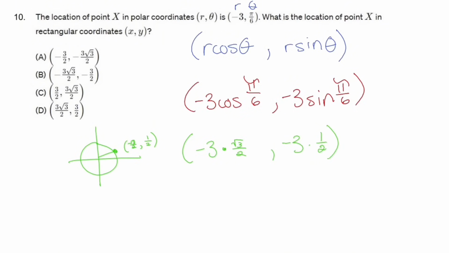-3 times √3 over 2 is going to be -3√3 over 2. You know what? Let me write it out the way that they want me to write it out just to be a little more consistent. -3 in the numerator, √3 over 2. You're going to be -3 over 2. B is going to be my answer.